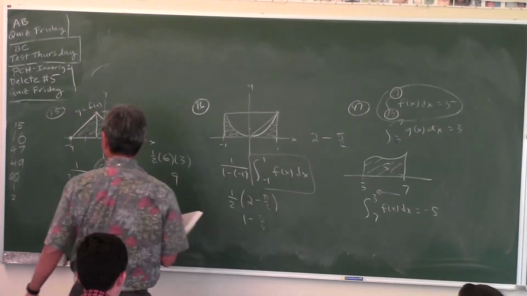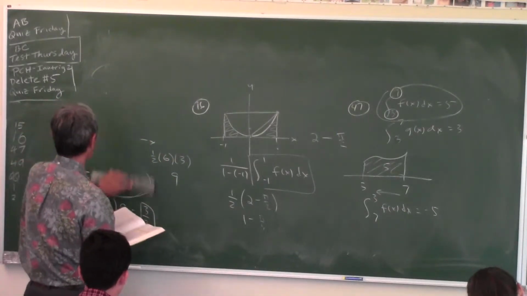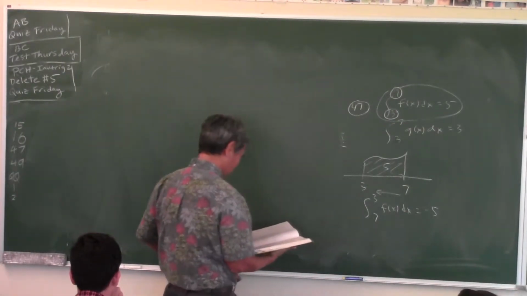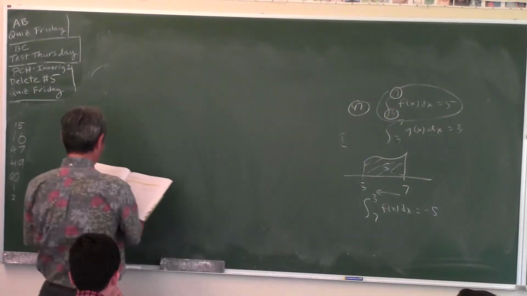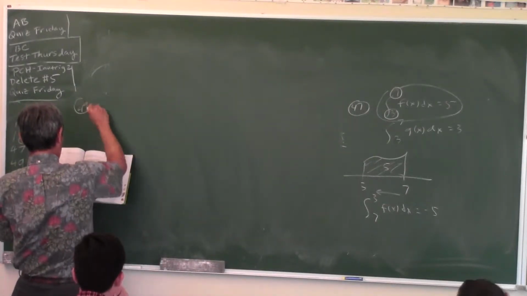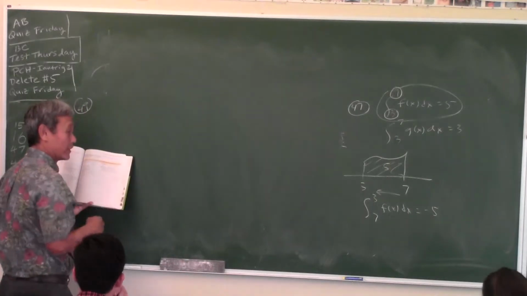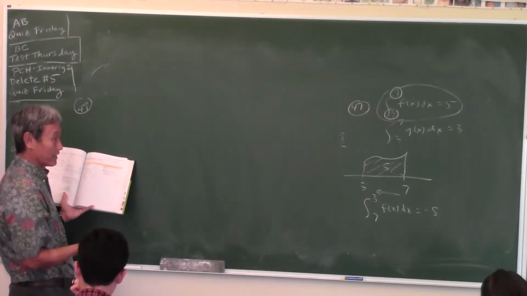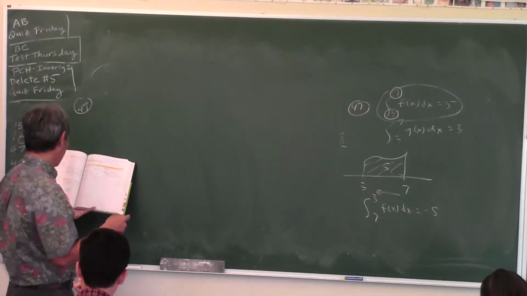Okay, and then 49. Multiple choice. Look, you're going to get this. This is a problem on quiz one.